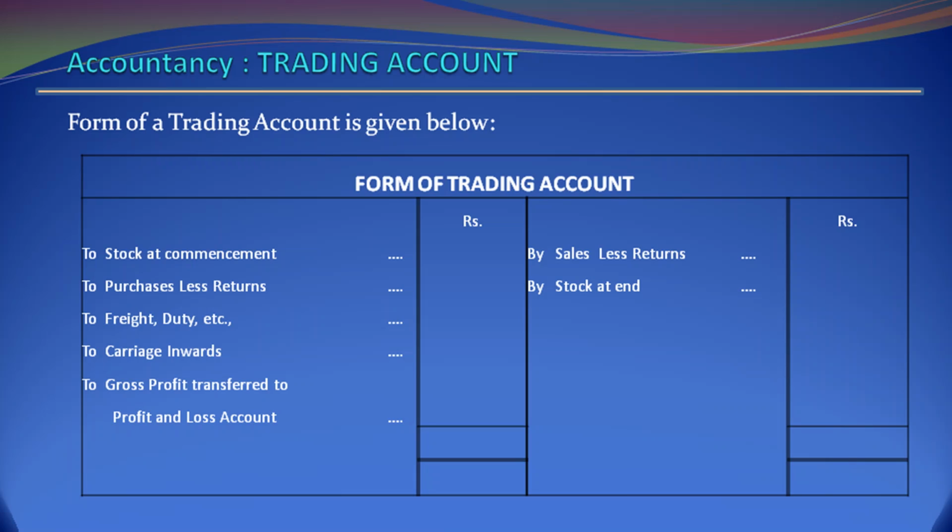The form of a trading account is given below. Trading account. On the debit side: to stock at commencement, to purchases less returns, to freight and duty etc., to carriage inwards. On the credit side: by sales less returns, by stock at the end. When the credit side is more than the debit side, we have to close this account by transferring the gross profit on the debit side, by gross profit transfer to profit and loss account. We have to total both debit and credit.